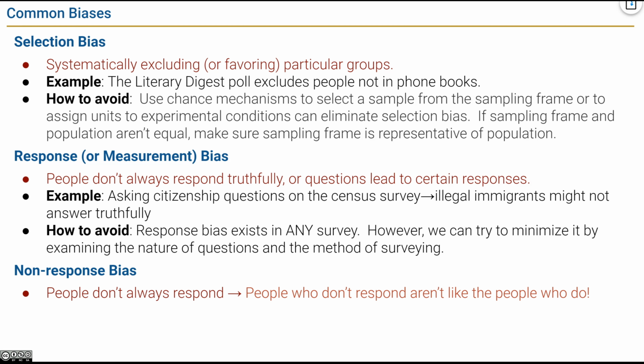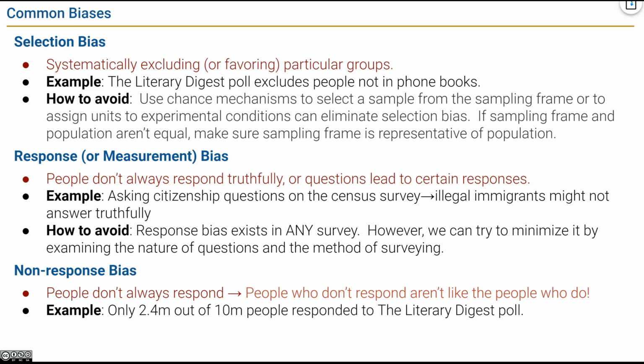Non-response bias was something that we saw in this example, because only 2.4 million out of the 10 million people actually responded. This one's tricky to avoid also. Some tips are to keep your survey short and be persistent. You can try to have protocols like following up to encourage participation to help reduce non-response bias.